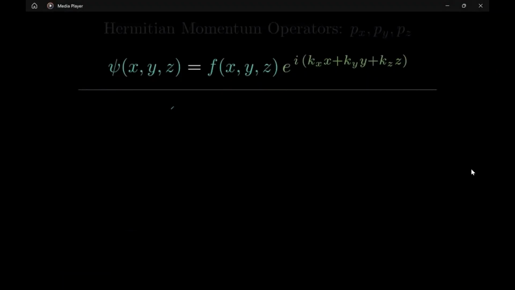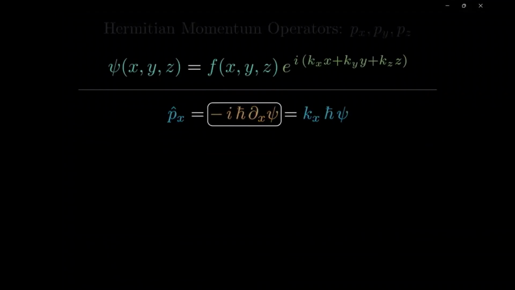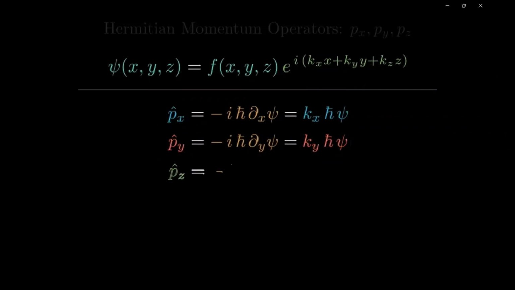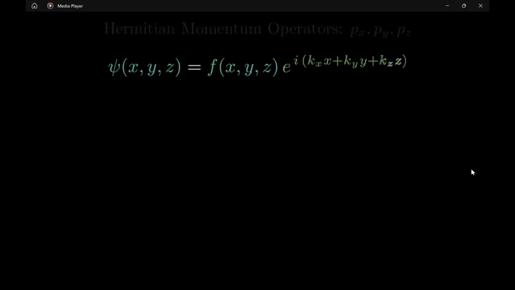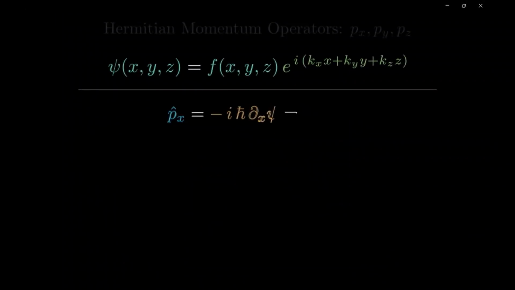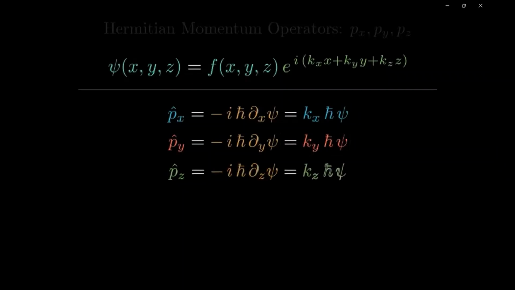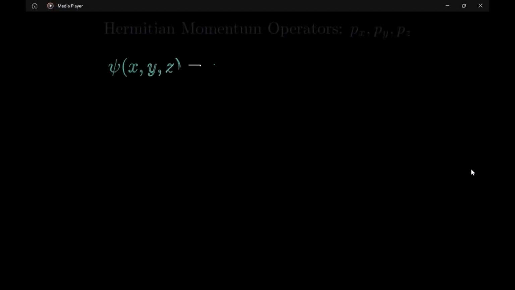For momentum, the operator turns out to be a derivative. This makes sense because the basic building blocks of quantum mechanics are the complex exponential wave functions. When you take a derivative of a plane wave with respect to x, you get back the same wave multiplied by a constant. That constant is proportional to kx, the momentum in the x direction. So the momentum operator in the x direction is minus i h bar d by dx. Acting on the wave function, this operator gives us the particle's momentum in the x direction. The same logic applies to the y and z directions.